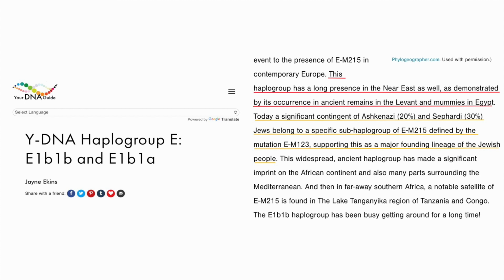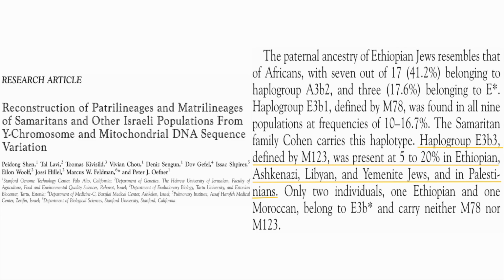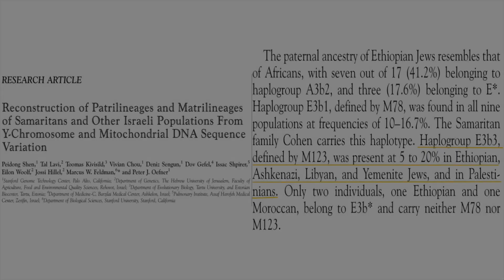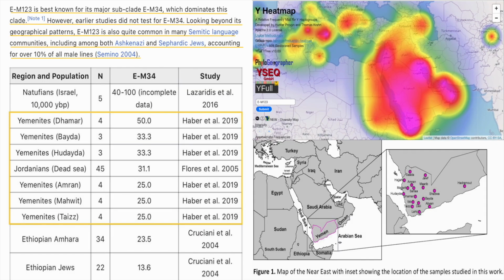of the Jewish people. And according to the paper titled Reconstruction of Patrilineages and Matrilineages of Samaritans and Other Israeli Populations from Y-chromosome and Mitochondrial DNA Sequences Variation, it reads, Haplogroup E3B3, defined by M123, was present at 5 to 20% in Ethiopian, Ashkenazi, Libyan, and Yemenite Jews and in Palestinians. Arabian populations also carry E-M123 as well, in parts of Yemen especially, as high as 25 to 50%.